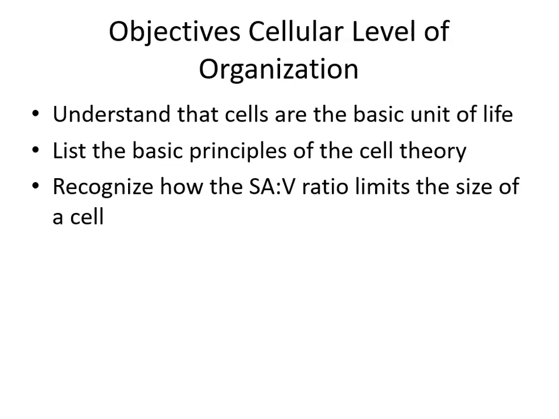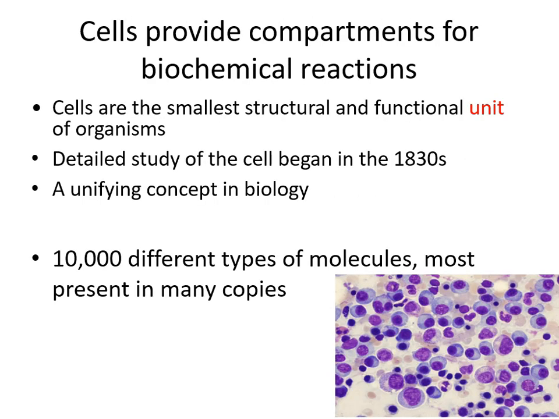So here's some of the objectives that we have been talking about. And so cells are definitely the smallest unit of life. Detailed study began in the 1800s. Roughly 10,000 different molecules. Crazy thing about the cells here, white blood cells from the looks of it.